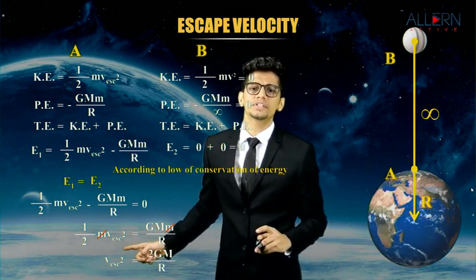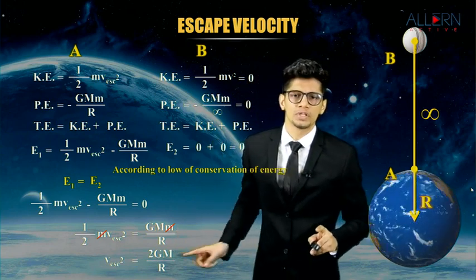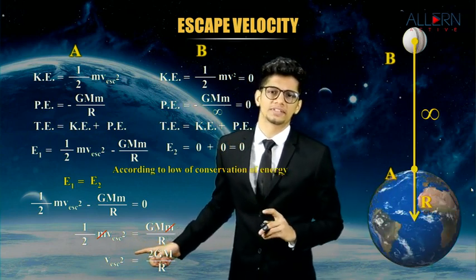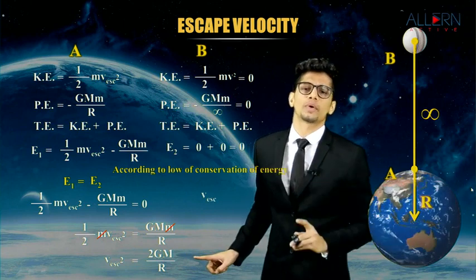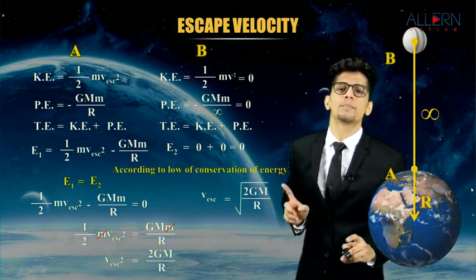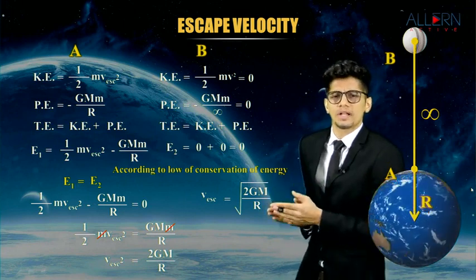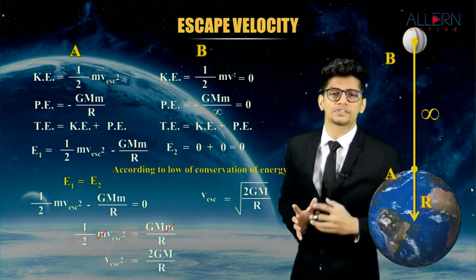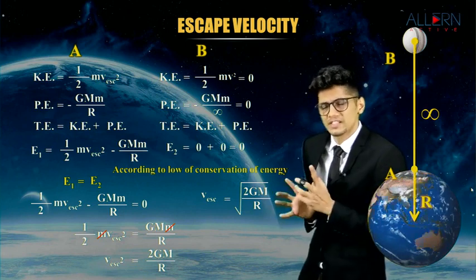Now to remove this square we have to take the square root. So the square goes away from the left hand side, and here we have to write a square root sign. So we get v escape is equal to under root 2GM upon r. This is one of the formulas that we will be using in the chapter space mission, but we can change this formula.